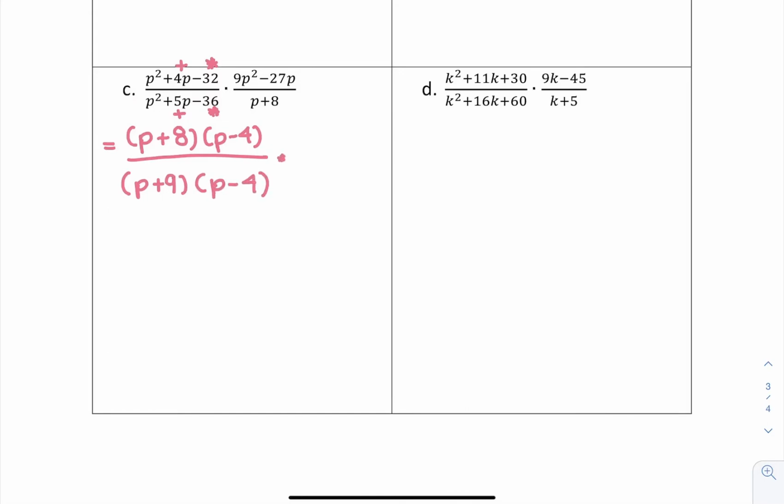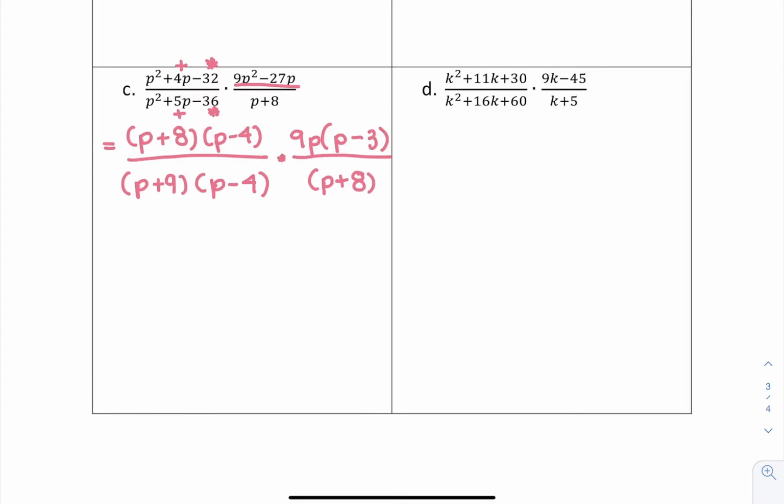Now I'm going to factor this next part by taking out the GCF. The GCF of 9 and negative 27 is 9. The GCF of p squared and p is p. And I'm left with p minus 3. And in the bottom is just a p plus 8, which I'll put parentheses around.